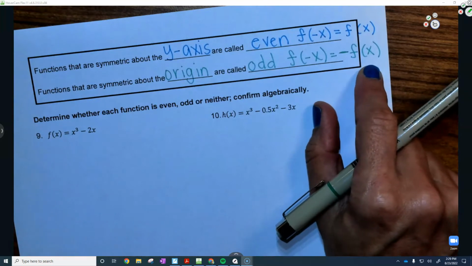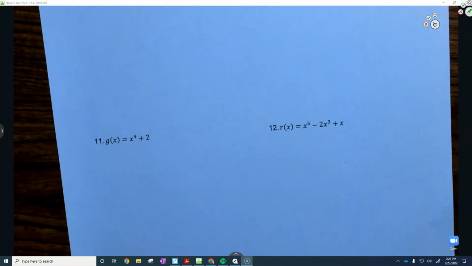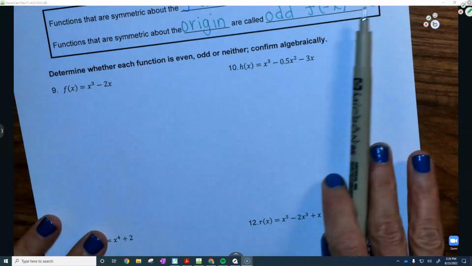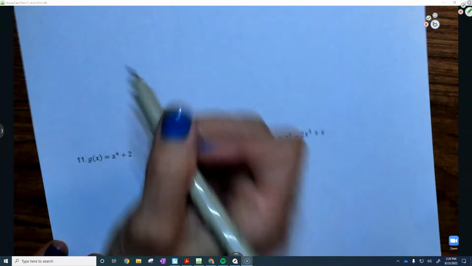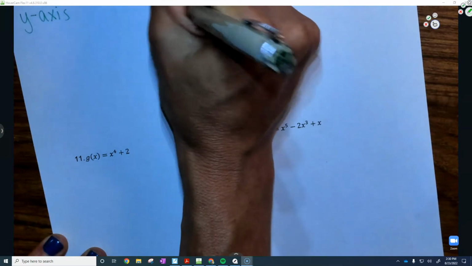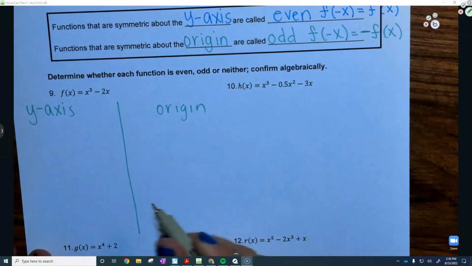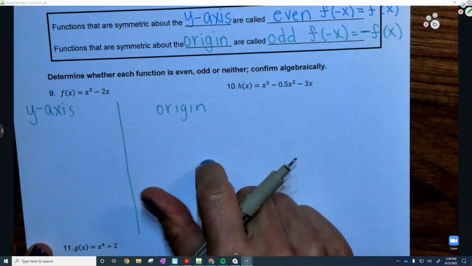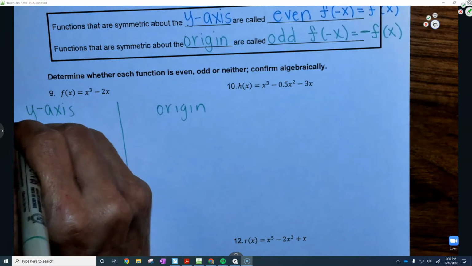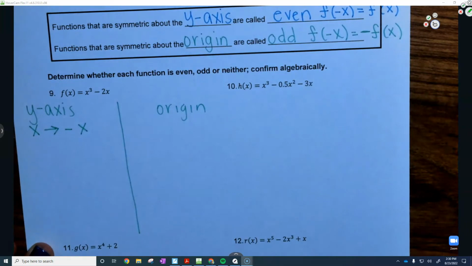Let me show you what I'm talking about. For number 9 through number 12, we don't have to worry about the x-axis. We know these are functions. We are only using what is in this box right here. So let's go ahead and test the y-axis. Let's go ahead and test number 9. So we are only plugging in the opposite, and it's going to tell us what's going on. So we're going to have an opposite x, and let's see what happens.